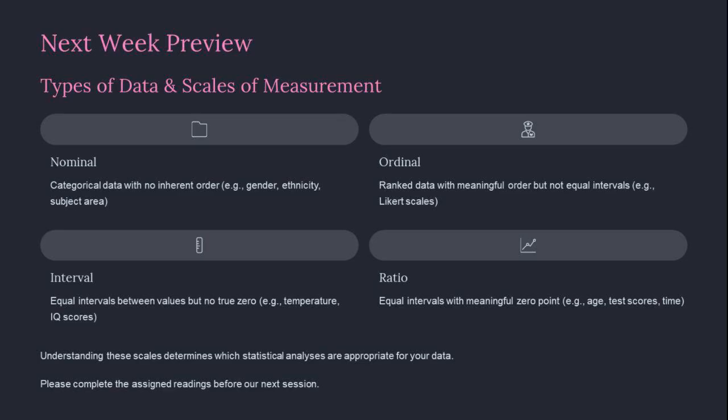Next week, we'll explore the types of data and scales of measurement, including nominal, ordinal, interval, and ratio scales. Understanding these scales determines which statistical analyses are appropriate for your data. Please complete the assigned readings before the next class to prepare for our discussion.